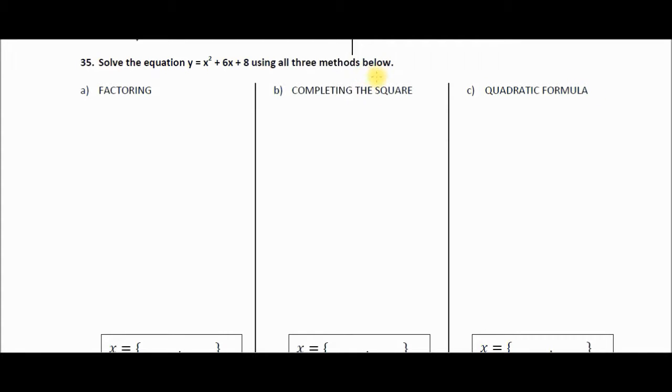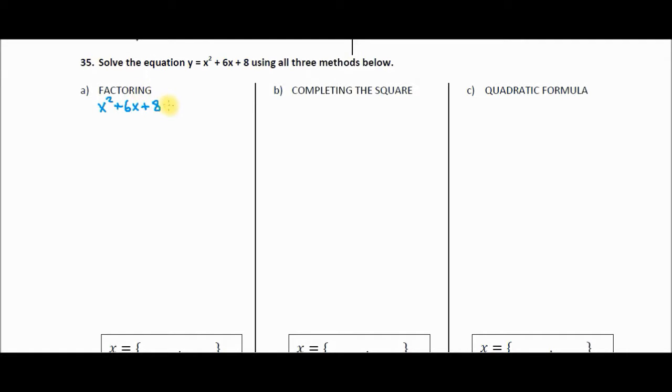I've explained to you in class, pick the one that you feel most confident with and the one that you believe you can be most accurate with. I'm going to choose factoring, especially since a is equal to 1, so the factoring part is going to be easy. Let's go ahead and factor this first. Step number 1, let's write the equation. X squared plus 6x plus 8.